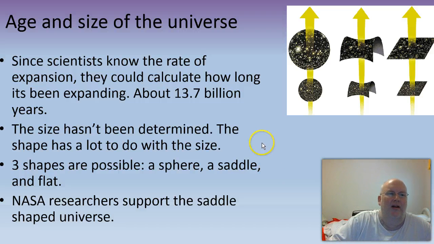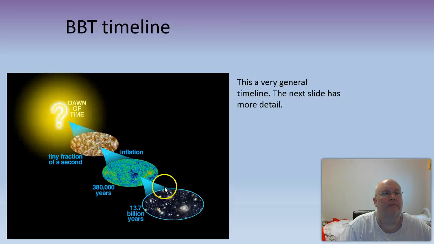So, how old is the universe? Scientists have calculated it to be 13.7 billion years old, plus or minus a few million years. The size can't be determined. They don't know. They think the size is definitely based upon the shape of the universe, and right now the three most proposed ideas of shape are the sphere, the saddle, like a horse saddle, and flat. And just to give you an idea, NASA supports the idea of the saddle-shaped universe.